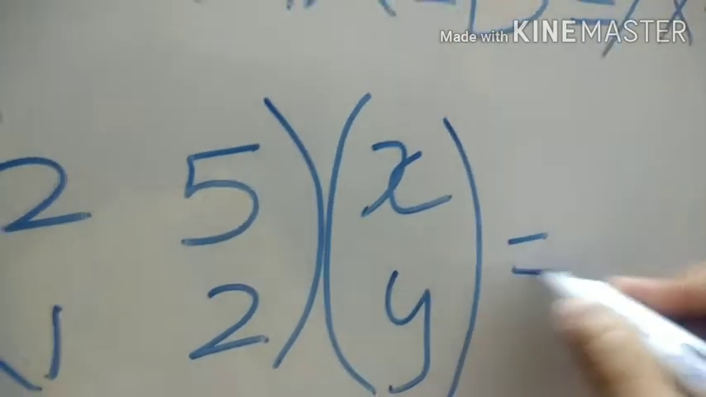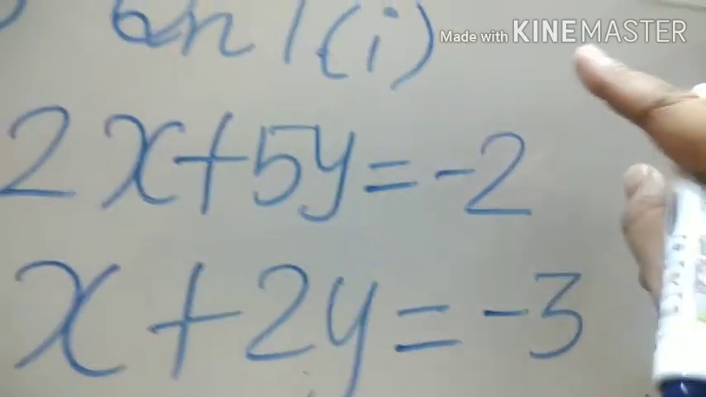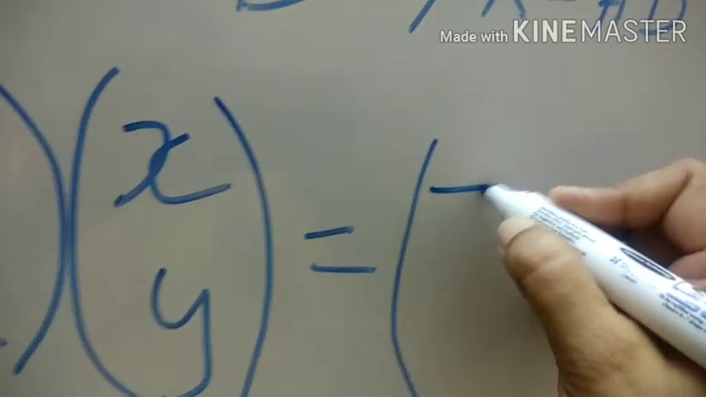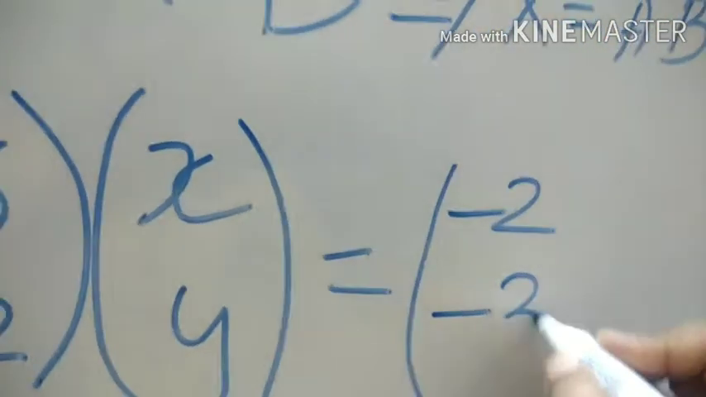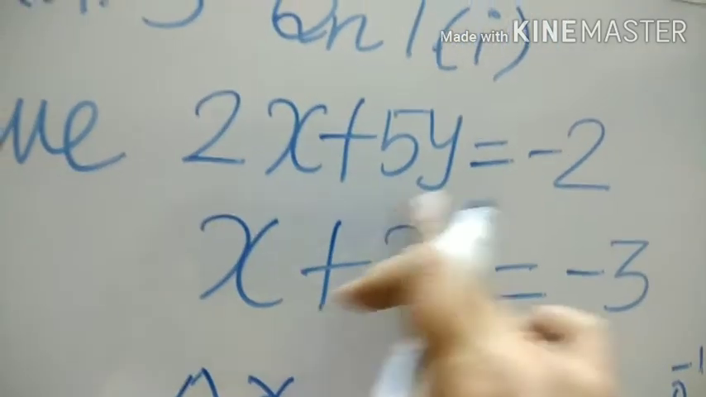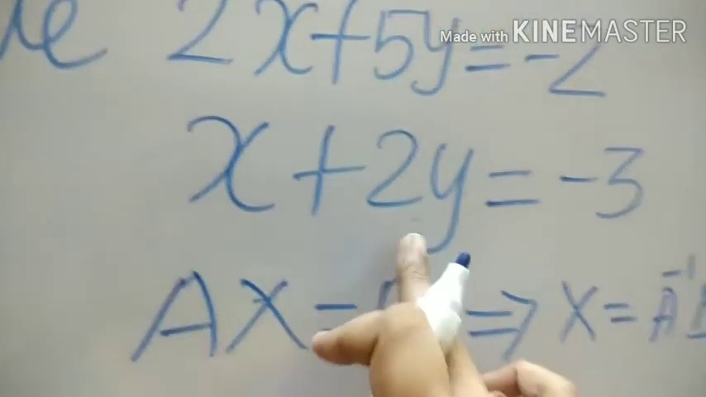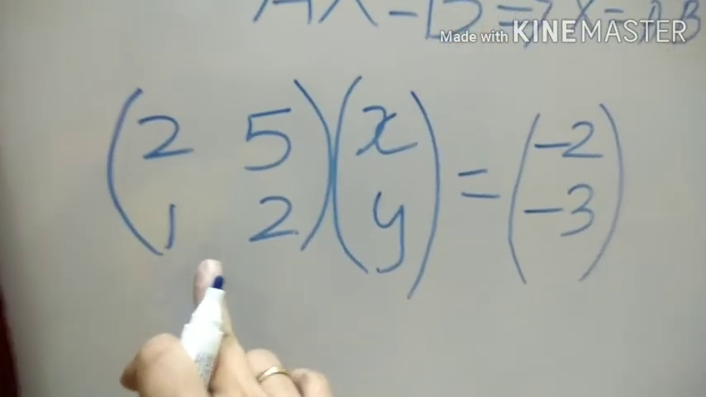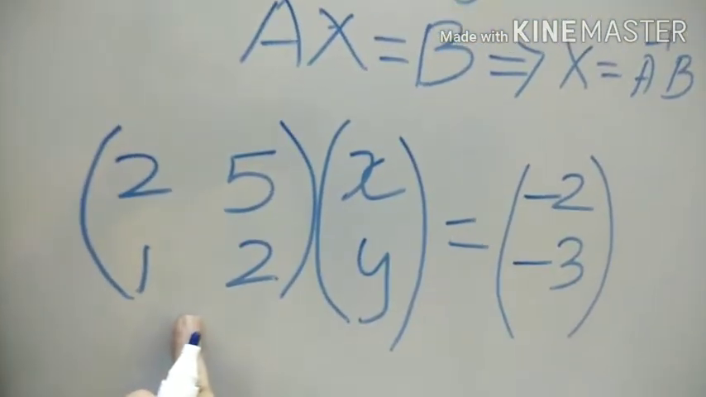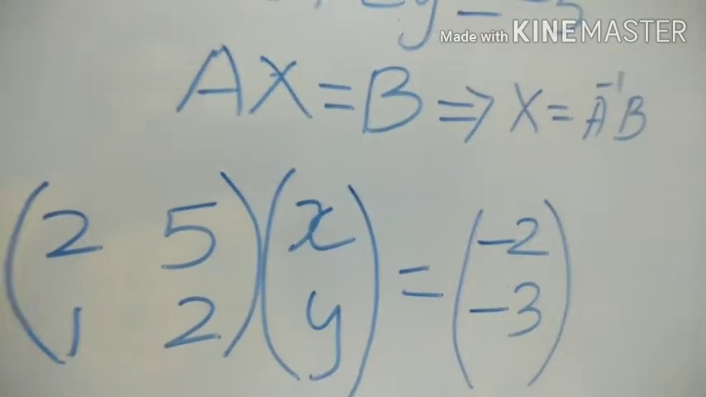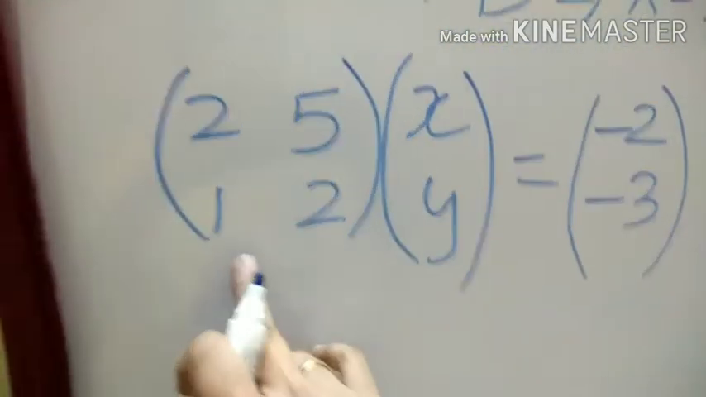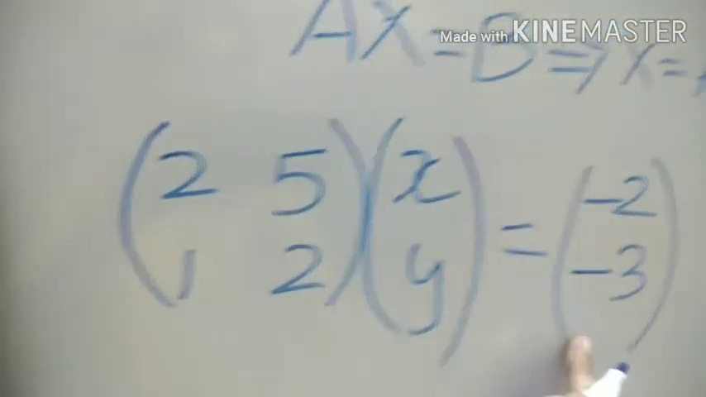This is equal to the RHS. What is the RHS? Minus 2, minus 3. So write that as a matrix, say minus 2, minus 3. So the given two equations, 2x plus 5y equal to minus 2 and x plus 2y equal to minus 3, are written in matrix form. All the numbers as one matrix, say A, all the variables as one matrix, say x, and the right hand side as one matrix. Now this is Ax equal to B.